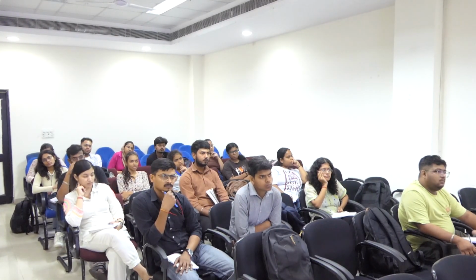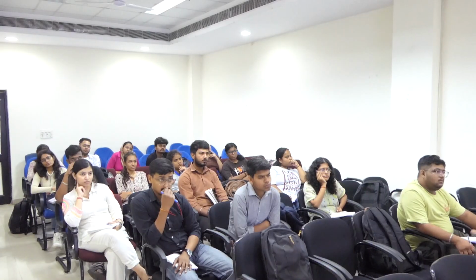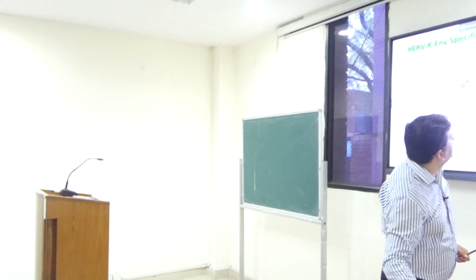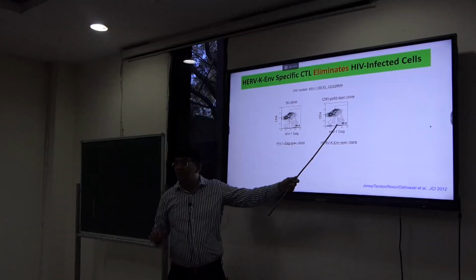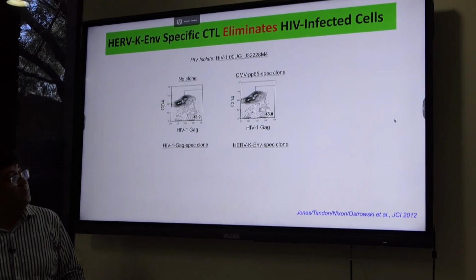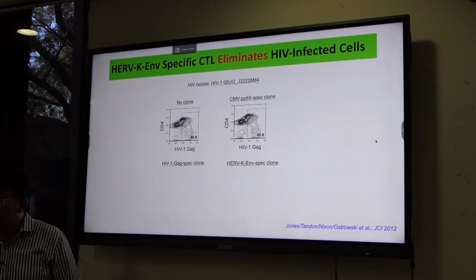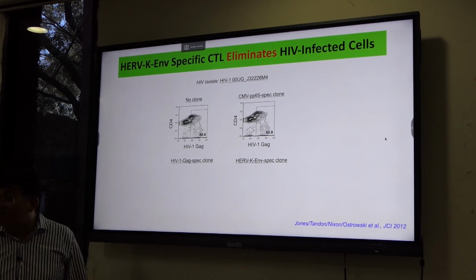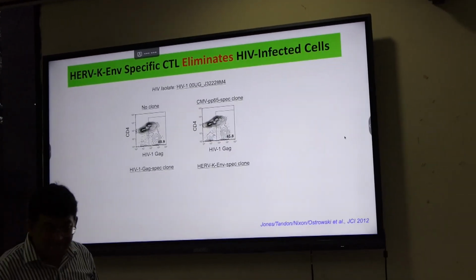If you add a different clone, meaning any CD8 cells which are not specific for HERV or HIV, this clone will not be able to clear HIV infection at all. So here you see that the infectivity remains elevated, at 45.8, where we had a CMV pp65 specific clone. In the third situation, we add the HIV specific clone, right?